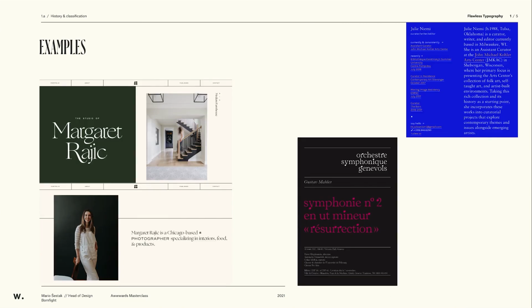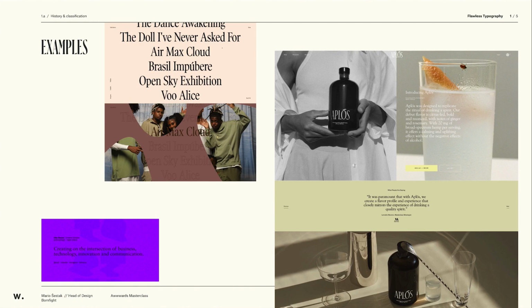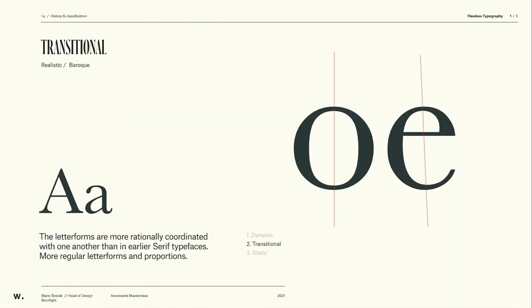Here are some examples of dynamic serif typefaces, how they work in use. The second category is transitional, sometimes referred to as realistic or baroque, but by the form principles, it's somewhere in between the first dynamic and the next one static. That's why it's called transitional. The stroke contrast is even stronger than in the first dynamic subgroup. The stress axis is more vertical, or sometimes it can be slightly inclined to the left.